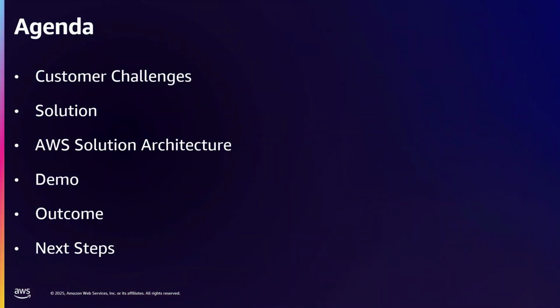This is what I plan to go over today in the agenda. I'll go through some of the customer challenges that Amazon Q Developer can help you address. I'll also talk about the solution that Amazon Q Developer provides in terms of security, and the solution architecture behind this service. We also have a live demonstration, showing how you can use it within your IDE. After that, we'll talk about some of the benefits and the outcomes that you can get out of Amazon Q Developer, and we'll also discuss the next steps.